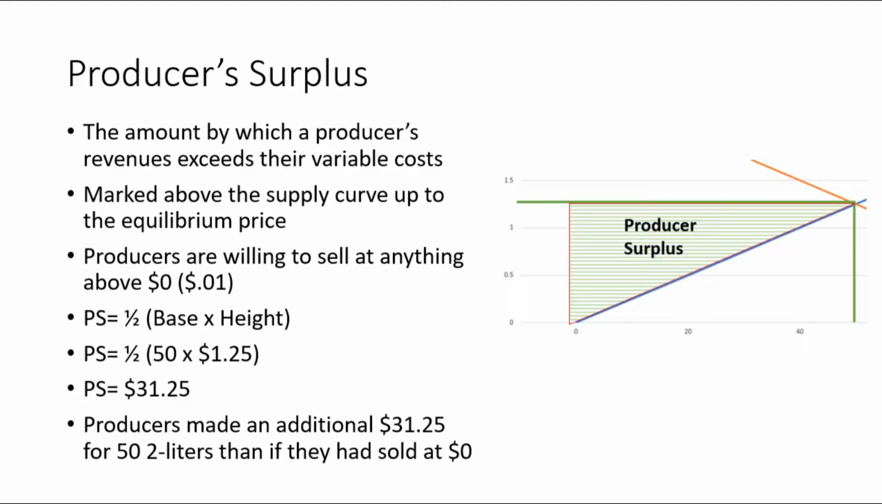Producer surplus is calculated by the formula of half base times height. In this example, that translates to half 50 times $1.25. This results in a producer surplus of $31.25, which means that the producer makes $31.25 more than they would selling at equilibrium when the quantity demanded is 50.